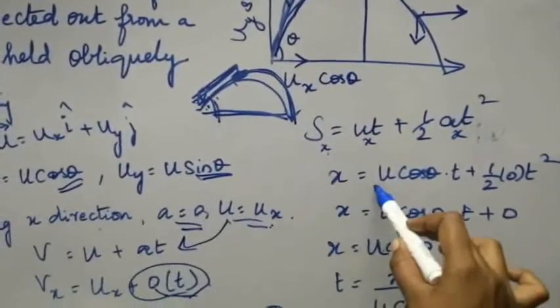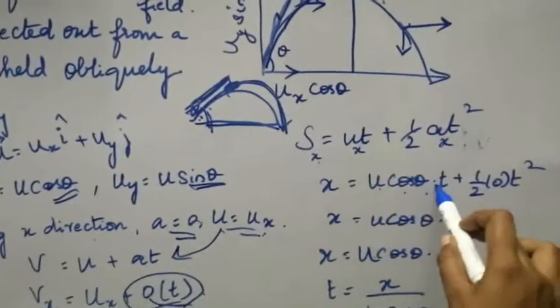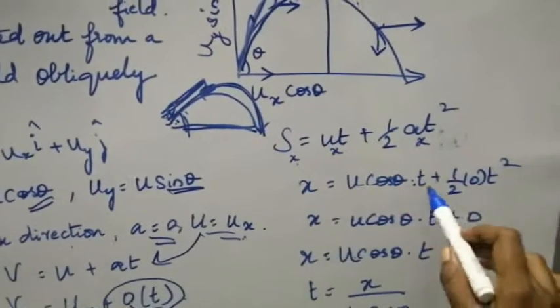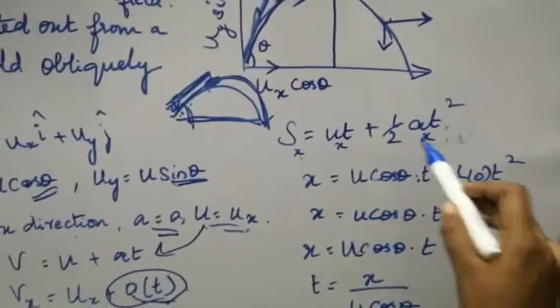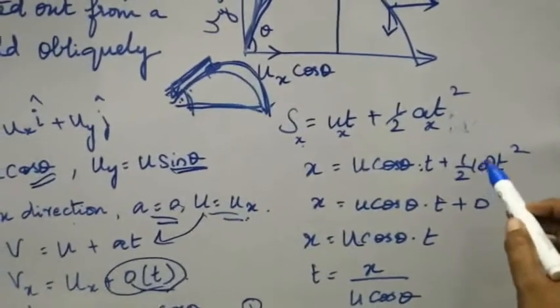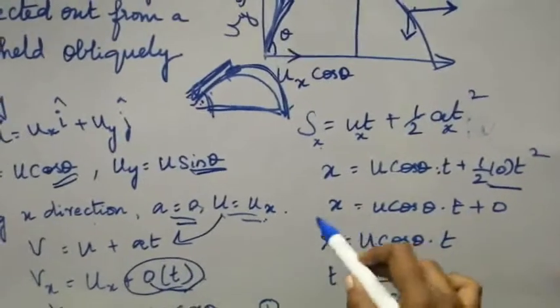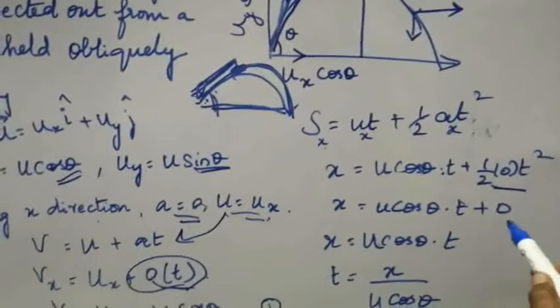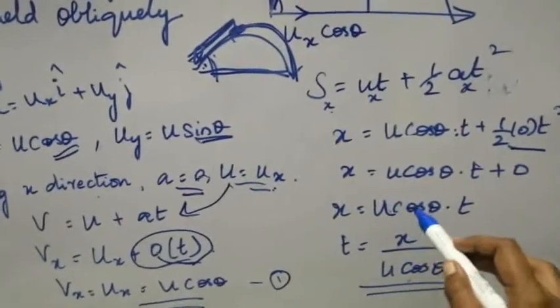So x is equal to ux times t plus half a t squared. The a value is 0 along the x direction, so 0 into t squared, and this whole term becomes 0. So x is equal to u cos theta into t plus 0. Anything plus 0 is simply that term itself. So x is equal to u cos theta into t.